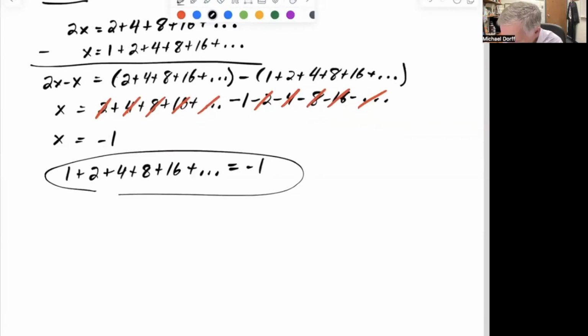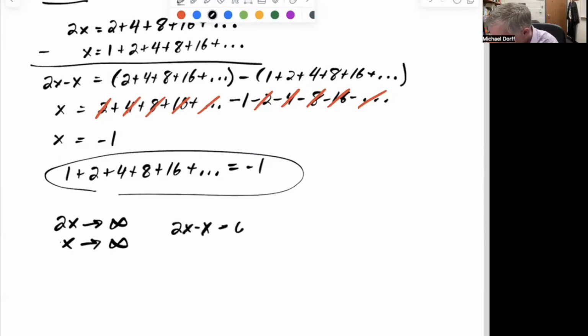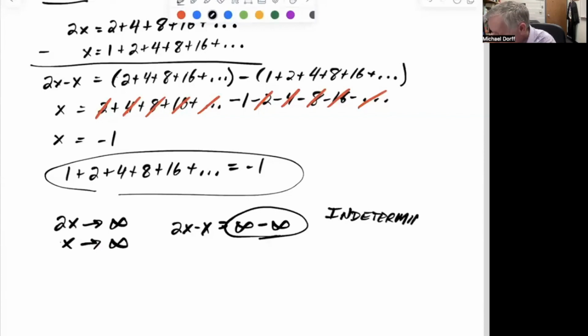Well, really what's happening here is 2x is going to infinity, and x is going to infinity. So what we've done is 2x minus x is infinity minus infinity. And this infinity minus infinity is known as an indeterminate form. It means that in its present form, we don't have enough information to figure out its value. So infinity minus infinity, we can't just do that. We have to find another way to evaluate it.